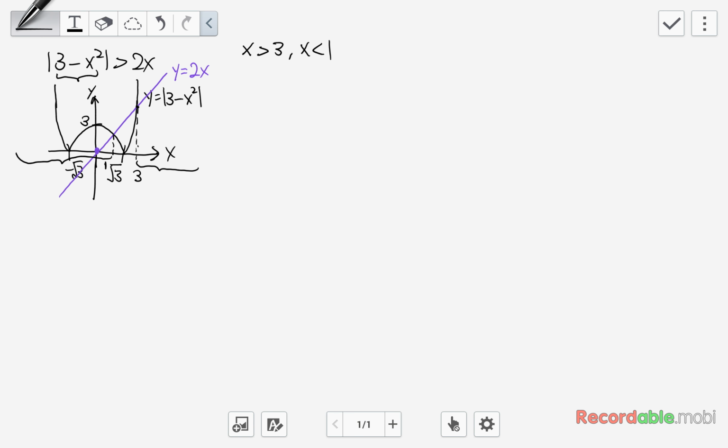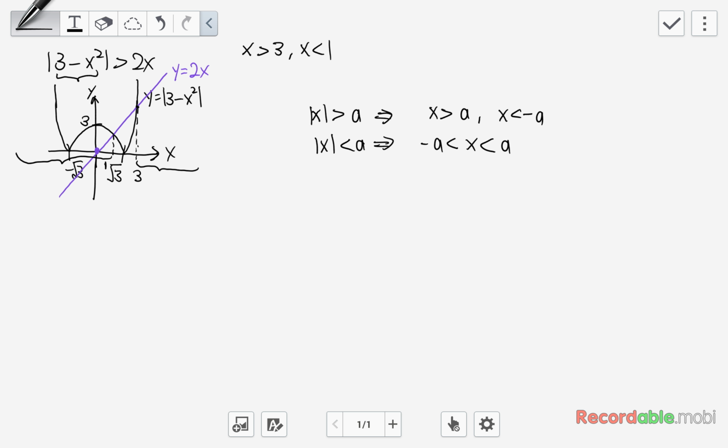So now we know that when |x| greater than a, this implies x greater than a or x smaller than minus a. When |x| smaller than a, this implies x is between minus a and a. Does it apply here? Actually, not directly. We have to separate this into two cases.